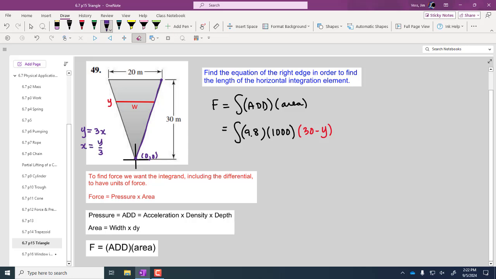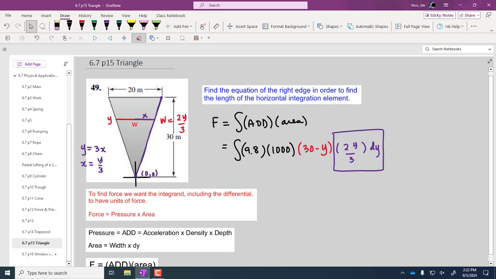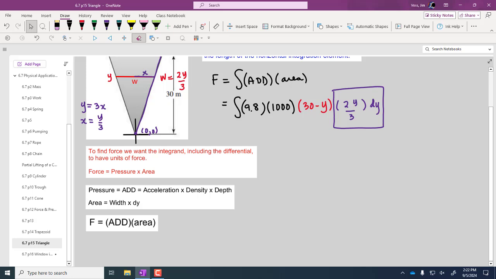So that's x. x is measuring the distance just halfway across. So that's x right there, halfway across. So w is twice that. w is equal to 2x, which will be 2y divided by 3. So 2y over 3, that's w, and then dy. So this whole piece here, this is area.